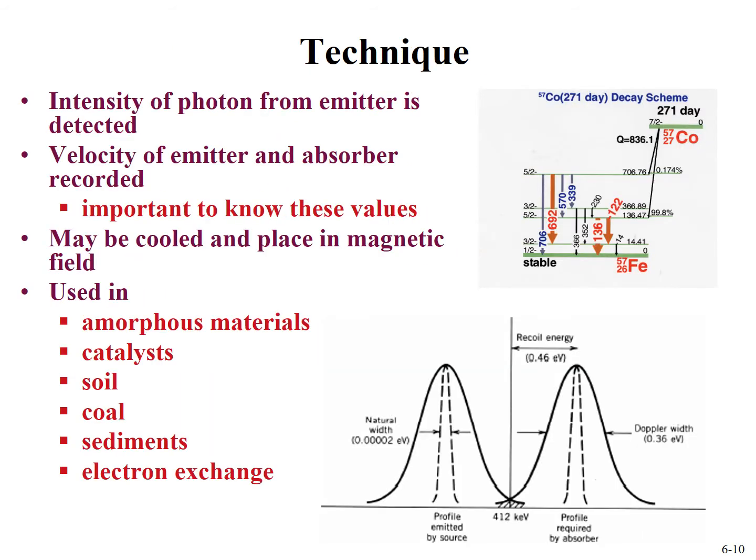So fundamentally, the technique is performed with a source. For instance, if one wanted to look at iron 57, one can use a cobalt 57 source. Cobalt 57 decays to this state. Photons are emitted. These photons are perfect for the excited state of iron 57. So the emitter would be a cobalt source, and the sample would be iron 57.